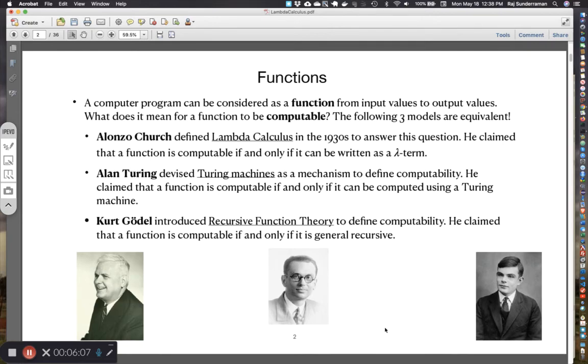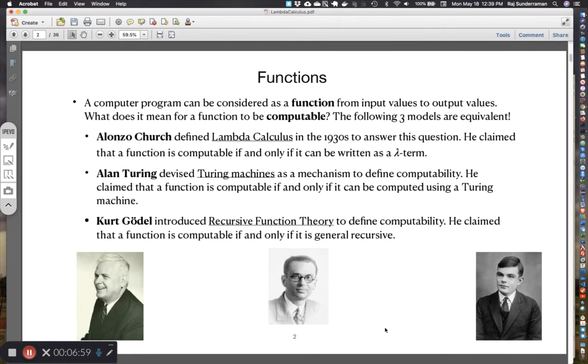And actually, a little while earlier, ahead of Church and Turing, Kurt Gödel was looking at the same problem, but in a much more mathematical way, even though the other two methods are also mathematical. Recursive function theory was being developed even before Church and Turing came up with their ideas, and Kurt Gödel was the prime driver of that theory. He claimed that a function is computable if and only if it is general recursive. That's a technical term inside recursive function theory. It's a very interesting mathematical theory. If you get a chance, at least read up the Wikipedia page, if nothing else.